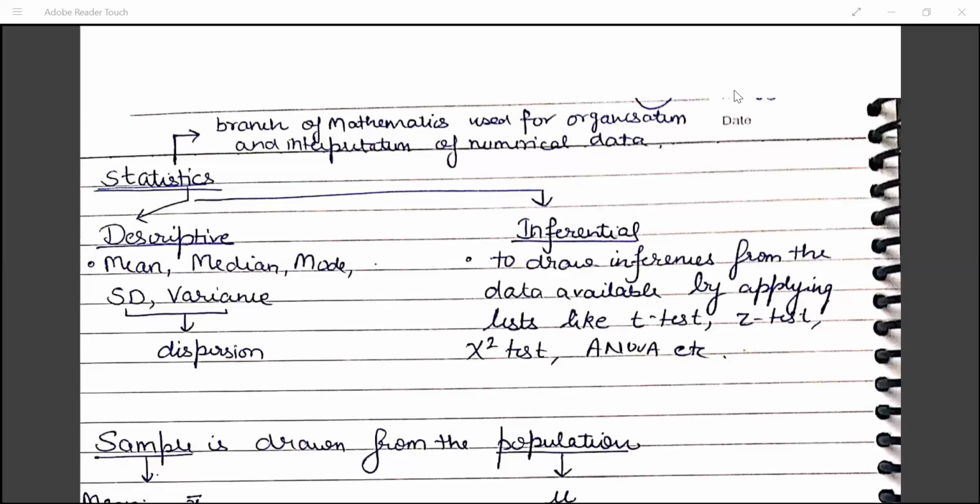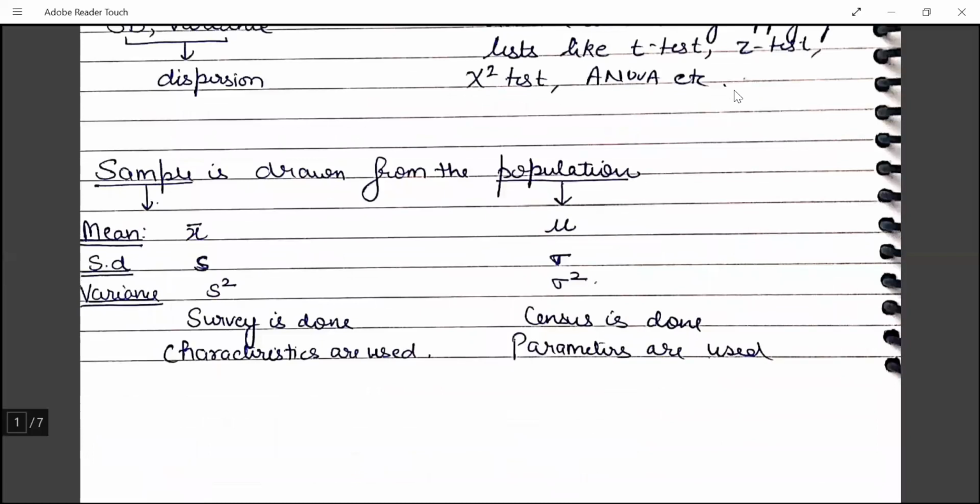So before starting with descriptive statistics, we will first learn a few terms which are necessary for us to understand further. One term is sample and population. Basically, sample is a subset of population. This means sample is a small part of a population. So if we are performing any study on a population, we will call it census. And if we perform any study on a sample, we will call it a survey.